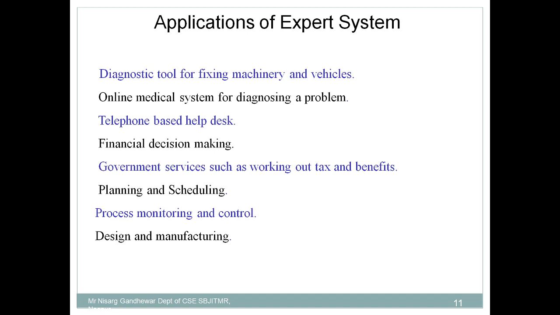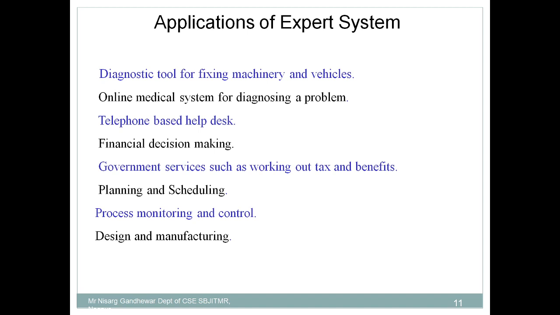Then a telephone based help desk, just like IVR available nowadays. Nowadays you can see chatbots working in place of customer care executives, trying to solve the queries of customers. So this is also an expert system which has domain specific knowledge. The chatbot for an e-commerce system is different, and the chatbot for medical diagnosis is also different. Then financial decision making: in finance you can also have an expert system which can provide guidance related to finance. Then government services: in the income tax department, most people have an issue with how to file a return. In that case they can develop an expert system which can assist people while filing the income tax return.